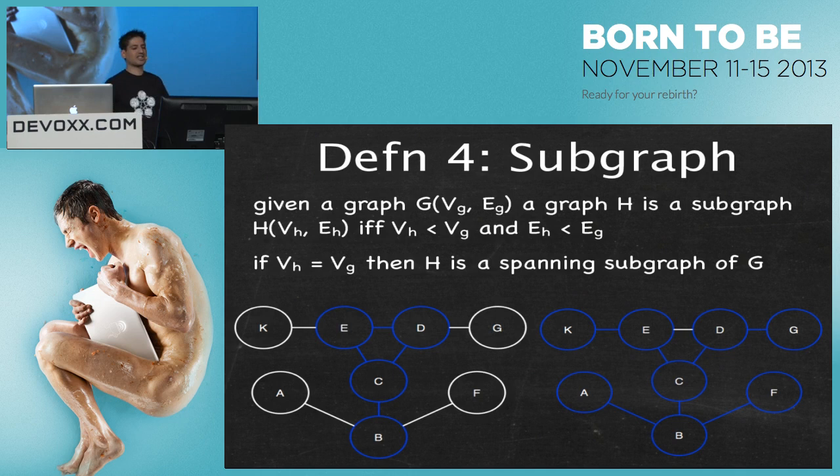What you'll see on the left is a very simple subgraph, the blue ones. What you'll see on the right is a spanning subgraph. And you'll notice there's only one white edge, and that's the edge that we're ignoring. Otherwise, we have every node connected that was in the original graph. So this subgraph is a spanning subgraph. It spans every vertex.